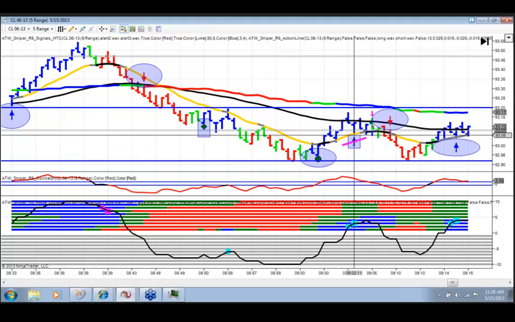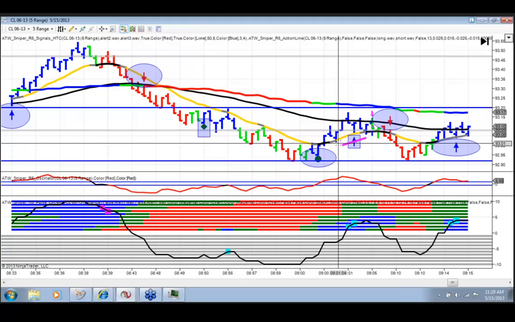This is the first loser for the pulse extreme line cross signal. We did have most things going for us here. We had an upsloping action line and the signal fired correctly.